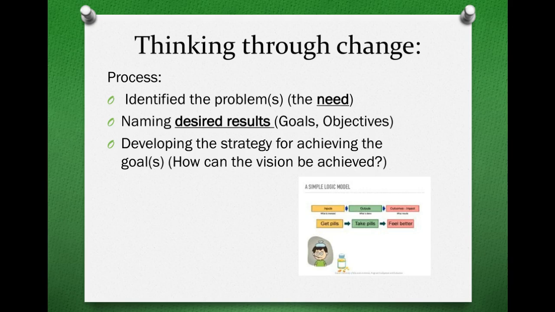I just combined those words, desired results. At the lower right-hand corner, you can see if the need is that you have a headache, then the desired result is that you want to feel better ultimately. So the input, or activity, if you will, would be to get pills. The outputs, remember, this is outputs, not outcome, is to take these pills, take 3 pills, take 2 pills. And then the outcome is to feel better. So essentially, a logic model helps you develop the strategy for achieving the goals.